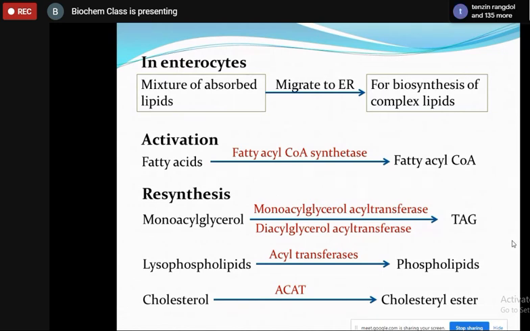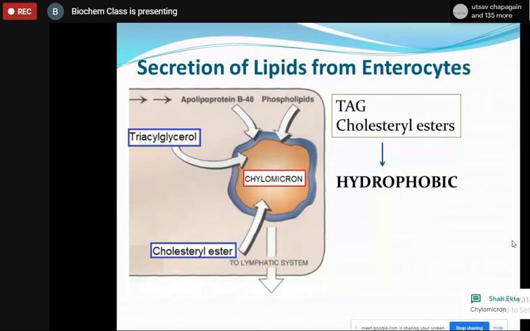What is the transport vehicle for the dietary lipids? Chylomicrons. Okay, good. There is the formation of the chylomicrons in the enterocytes. Triacylglycerol and cholesterol ester remain in the inner portion, and they are surrounded by the phospholipids and apolipoprotein B48. So these chylomicrons are released in the blood. They help to transport the dietary lipids into the blood from the enterocyte.